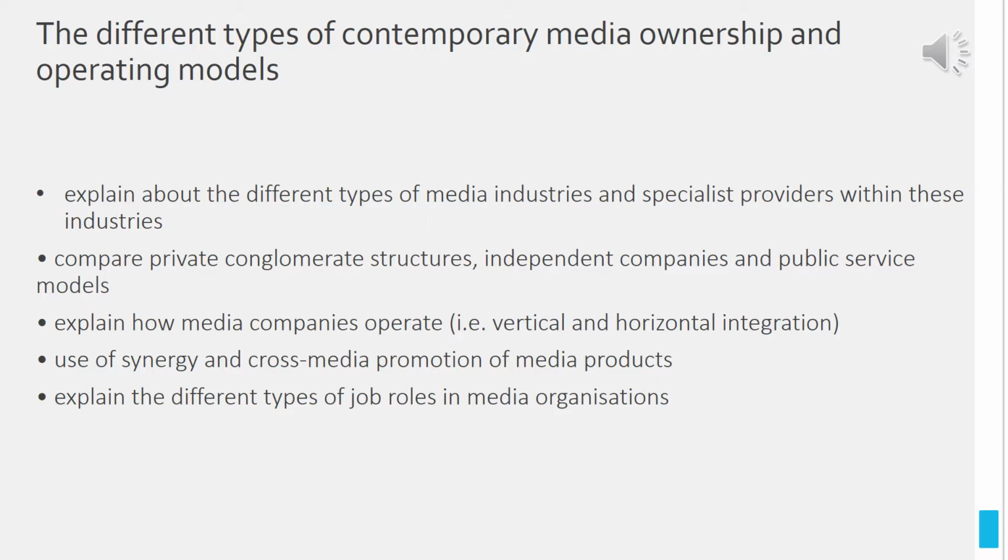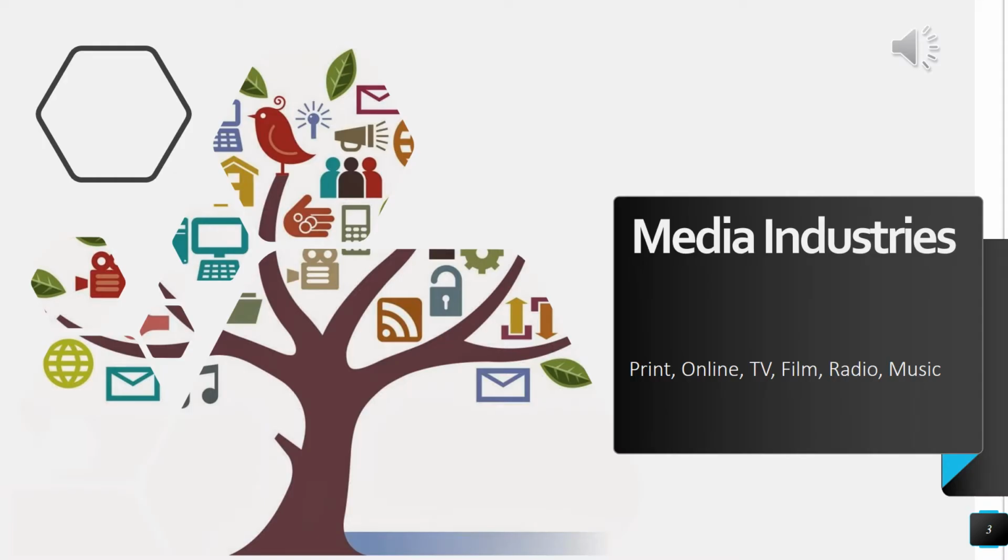You should be able to compare the different structures, so the difference between conglomerates, independent companies, and public service organisations. And then you should be able to describe vertical and horizontal integration and what the difference is and give some actual examples. You should know what synergy is and give some examples of how cross-media organisations can promote things. And also you should be able to explain some of the different job roles that are there in the media organisations. So first of all, let's take a look at the different media industries.